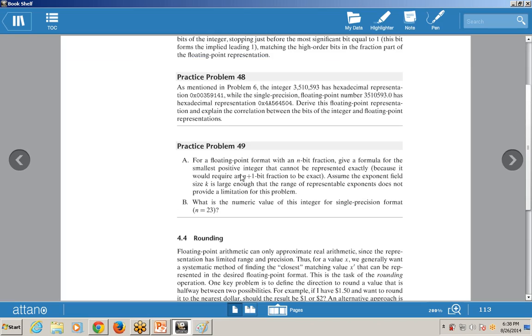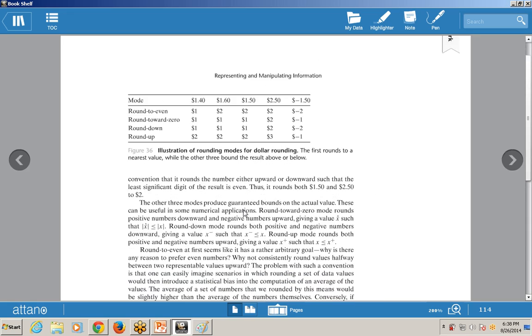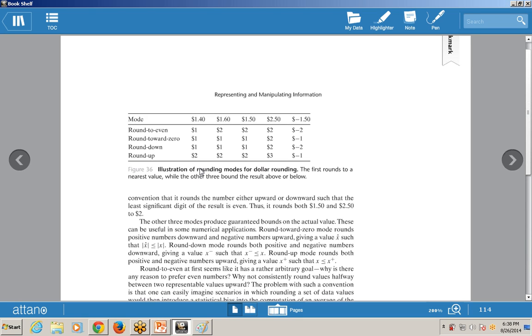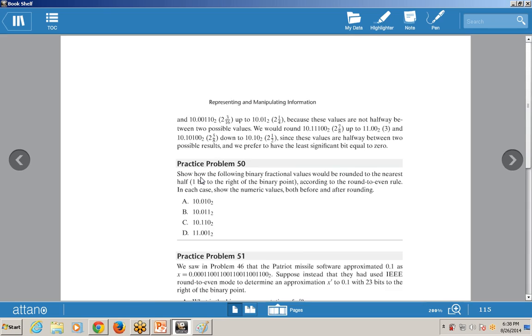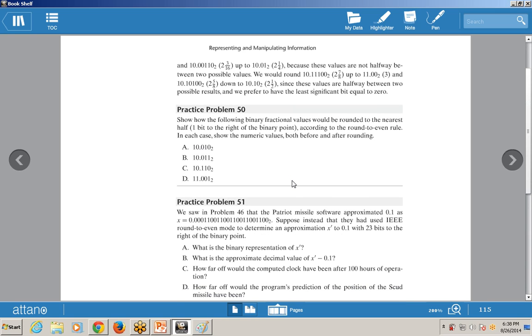Now let's see in your book. This is rounding. As I told you, there are multiple types of rounding. This is round to even, round towards 0, round down, round up. There are multiple types of rounding that are available for dollar values. These are the multiple examples. You have to round the figures.